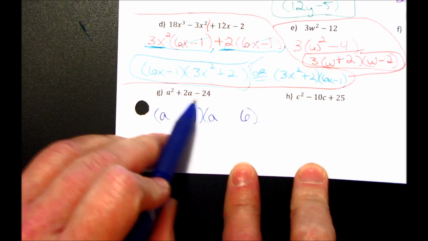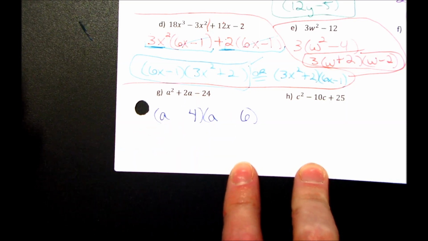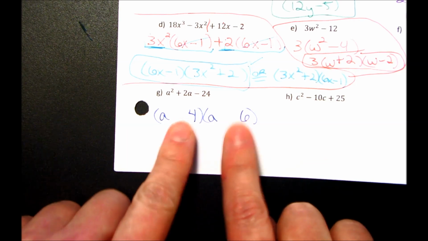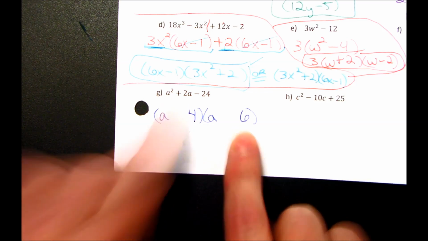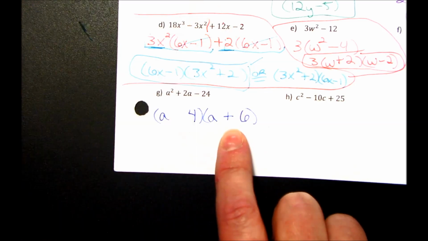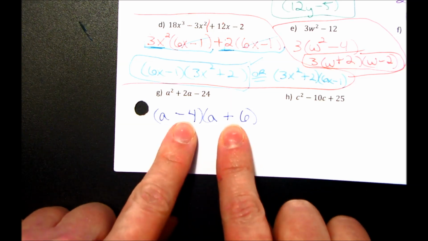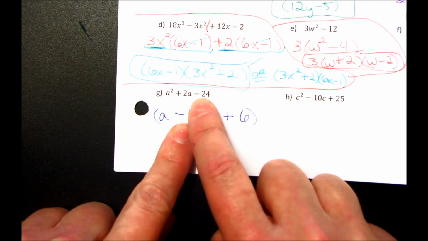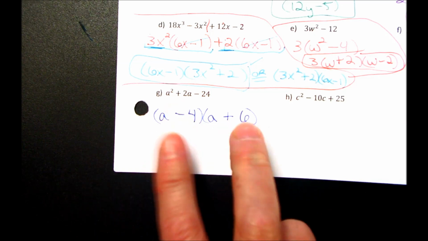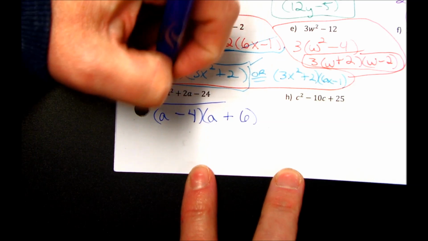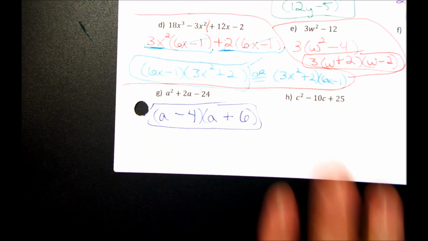Now once again, because this is negative 24, one of these signs is going to have to be positive and one is going to have to be negative. But in order for these 2 numbers to actually add up to a positive 2, the larger number is going to have to be positive and the smaller number is going to have to be negative. So now if you multiply these together, you do get a negative 24. If you add them together, you do get a positive 2. So these are the correct factors of a squared plus 2a minus 24.